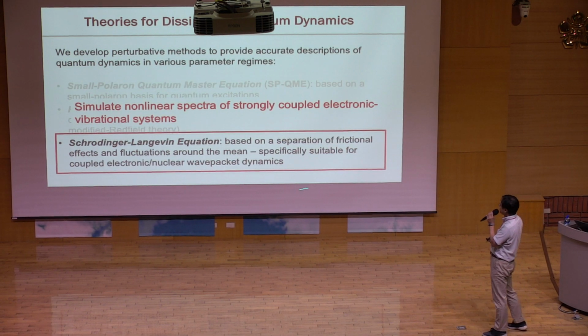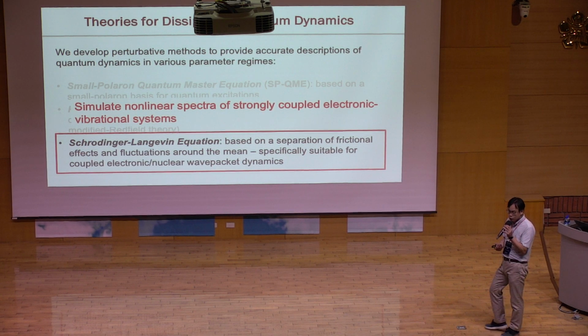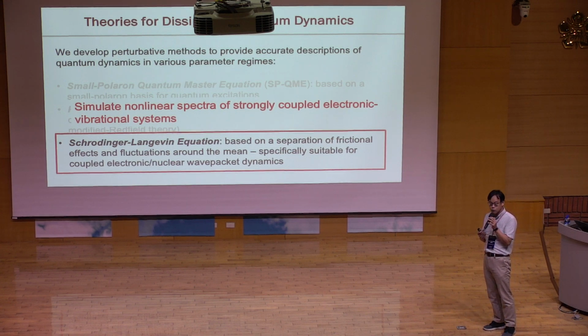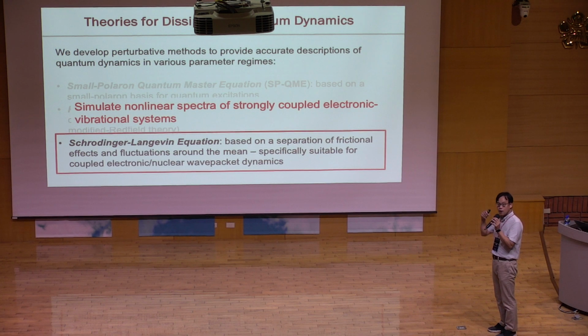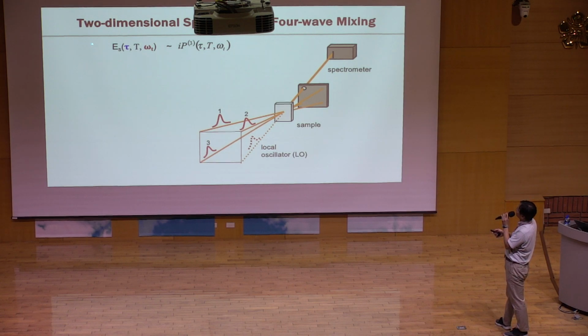So I'll move on to the second topic here. And this is the Schrödinger-Langevin equation approach. This approach we developed because we want to treat strongly coupled vibrational electronic systems and calculate nonlinear spectroscopy. So we specifically want to calculate so-called two-dimensional spectroscopy.